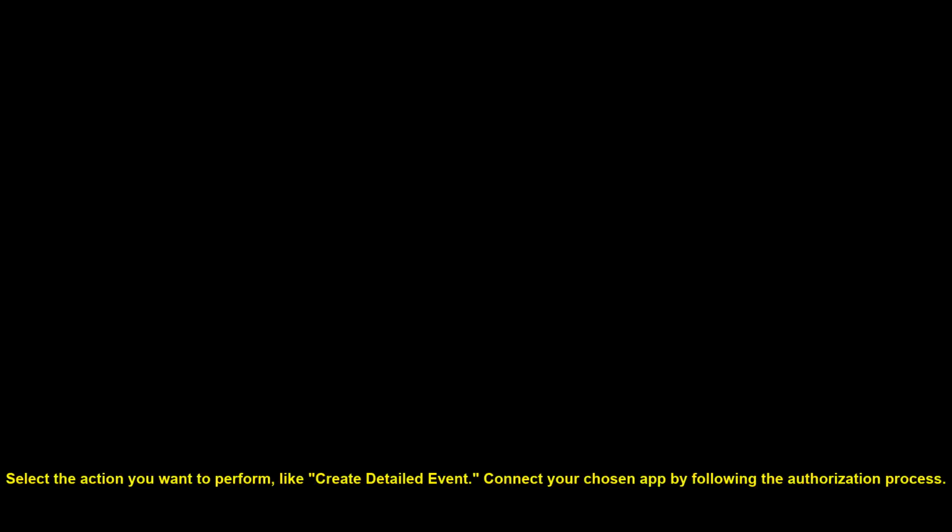Now, choose the action app that you want your trigger to interact with. For example, you can choose Google Calendar to add events. Select the action you want to perform, like Create Detailed Event. Connect your chosen app by following the authorization process.